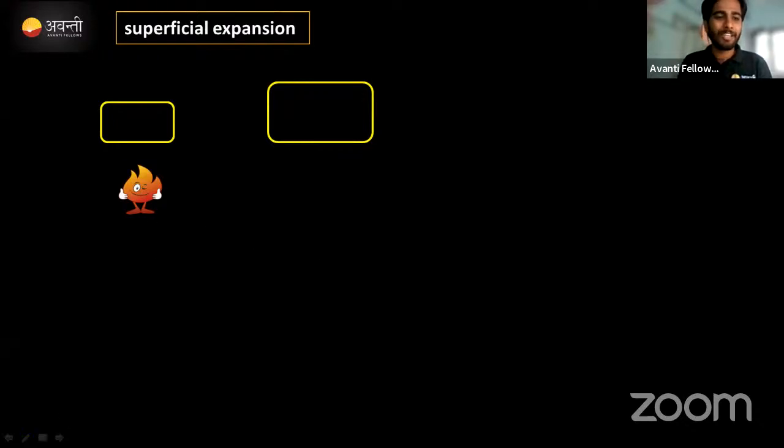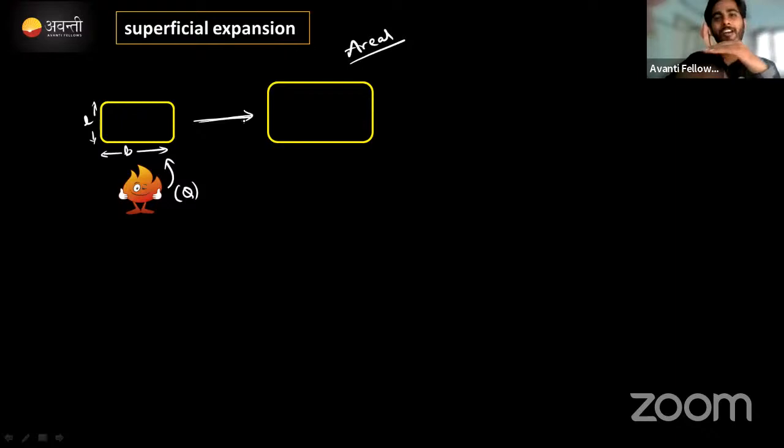The second thing is superficial expansion. We can say this one is aerial expansion. What kind of expansion is this, guys? Aerial expansion. Write it here. Area expands. Suppose at the initial time the length of the object was L and the breadth was also L. No problem. Then after supplying some amount of heat, which we represent with the letter Q, in thermodynamics heat is represented by Q, this same material expands like this along length and breadth.